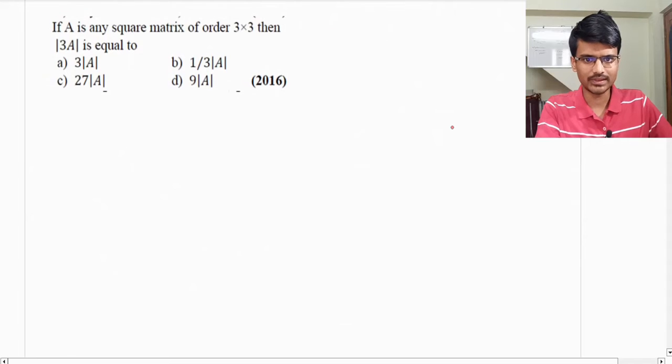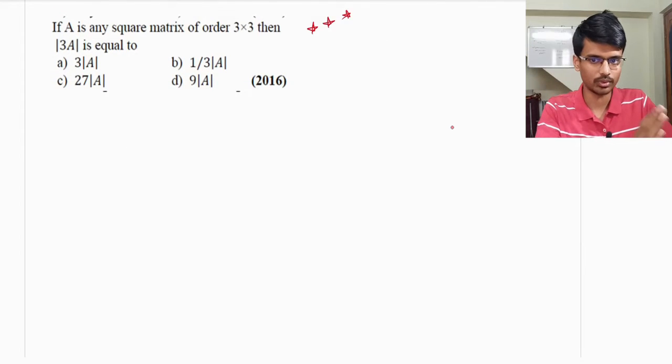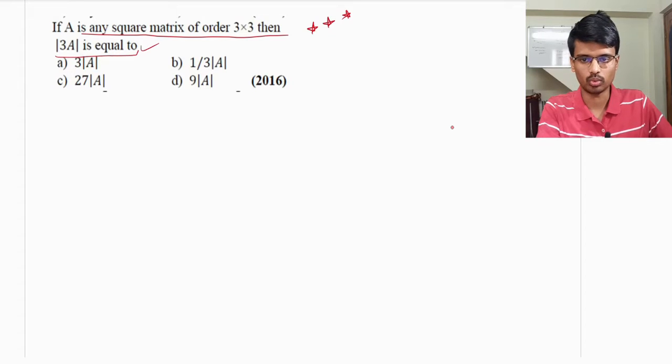Okay, so this is a very important question. You can expect a similar question on this concept. So you need to know this concept crystal clear. If A is any square matrix of order 3 cross 3, then 3A is equal to, so let us take determinant of A is K.